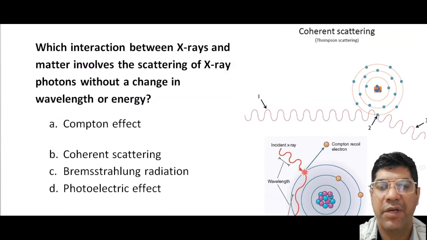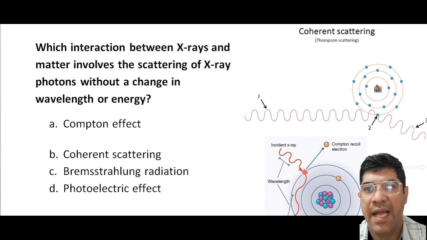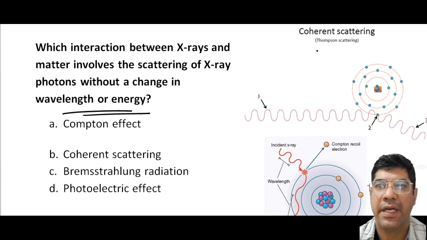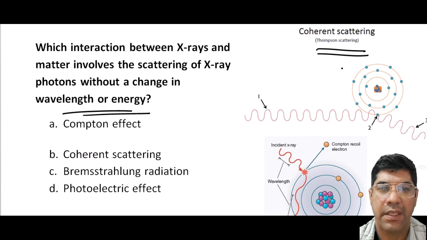The interaction between X-rays and matter involving the scattering of X-ray photons without a change in wavelength is coherent scattering, also known as Thomson scattering.